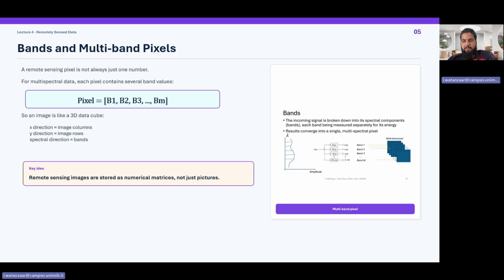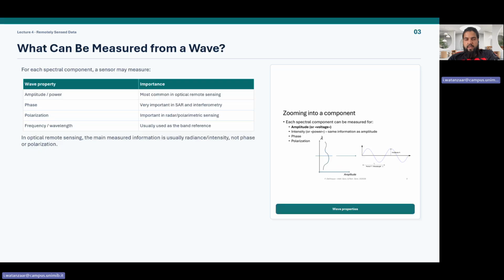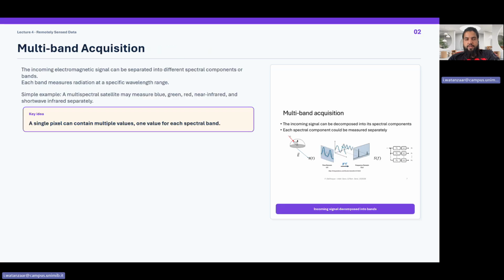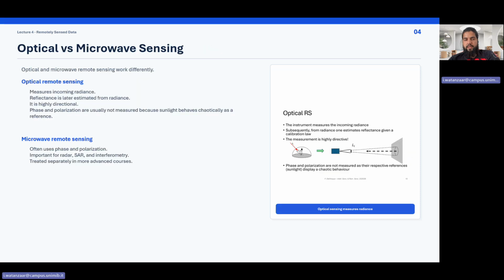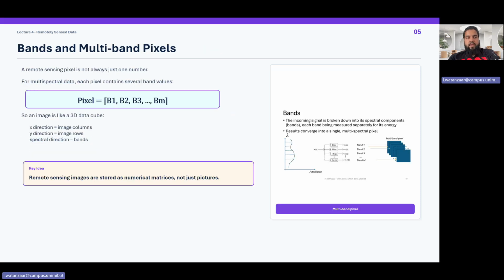We have seen the multi-band acquisition. So what are bands in multi-band pixels? We have seen that for any one band, we have a single pixel value. But a single pixel can contain multiple values, one value for each spectral band. This is one of the key ideas, and that's why I went back to it. Now we would like to look at bands themselves and multi-band pixels.